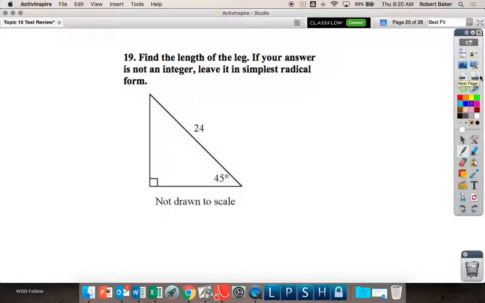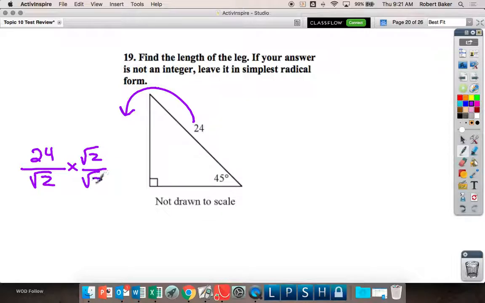That is a very special kind of triangle. It's a 45, 45, 90 right triangle. So how do I get from here to here? It's getting smaller, so I need to do 24 divided by the square root of 2. You remember how to do that one? Multiply by 1, a really nasty version of 1. I have to get this radical out from the bottom. So 24 times the square root of 2.